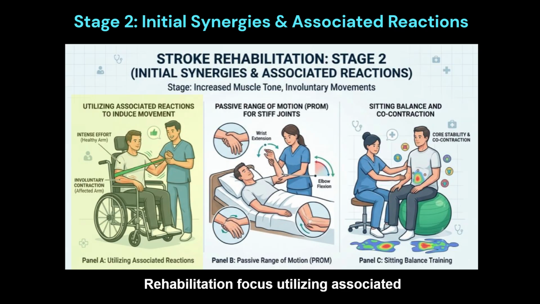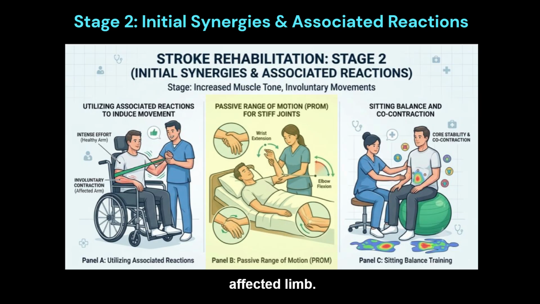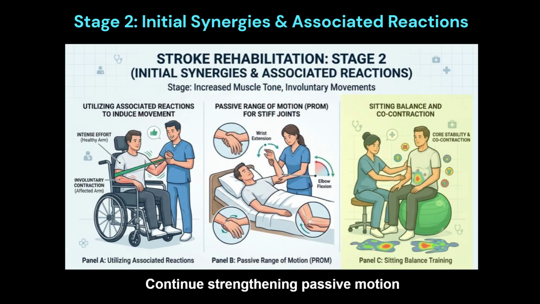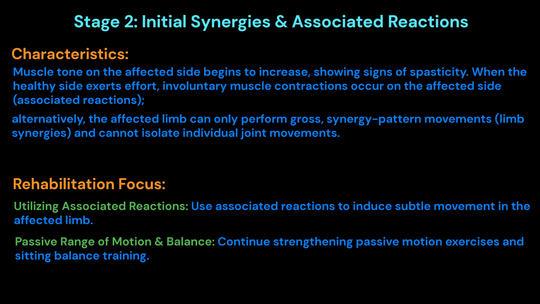Rehabilitation focus. Utilizing associated reactions. Use associated reactions to induce subtle movement in the affected limb. Passive range of motion and balance. Continue strengthening passive motion exercises and sitting balance training.